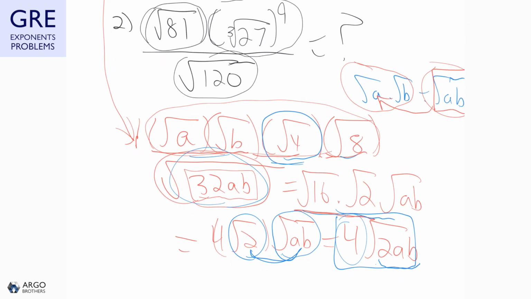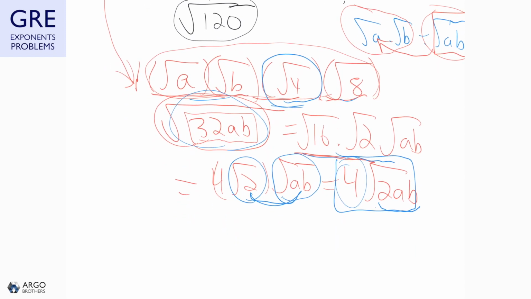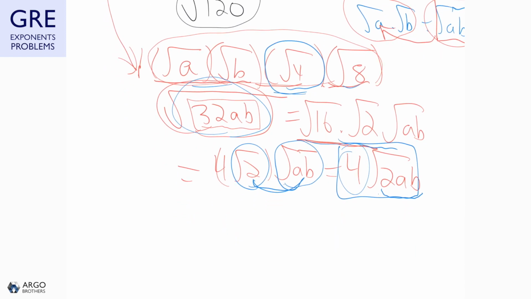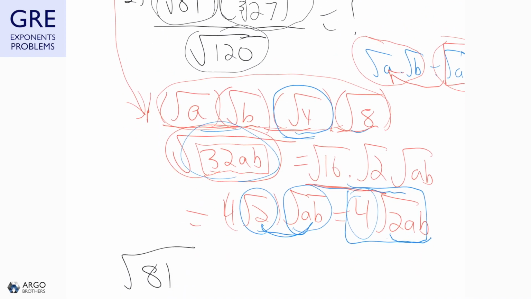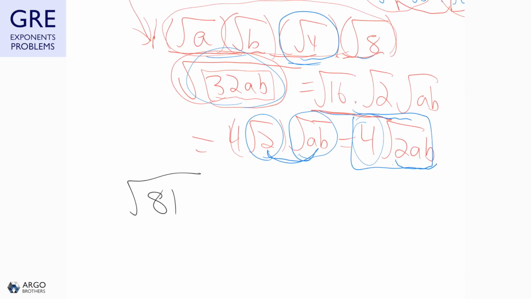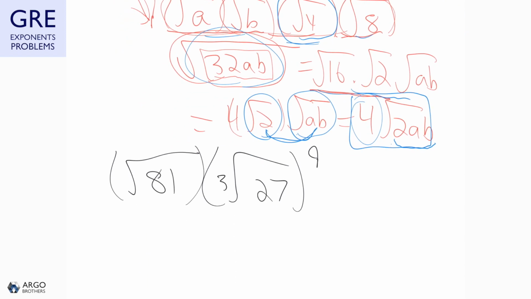I'll copy down number 2 here. So let's see. We have number 2 as the square root of 81 times the cube root of 27 to the 9th power, I believe, and then all over the square root of 120. All right, let's do the numerator first.